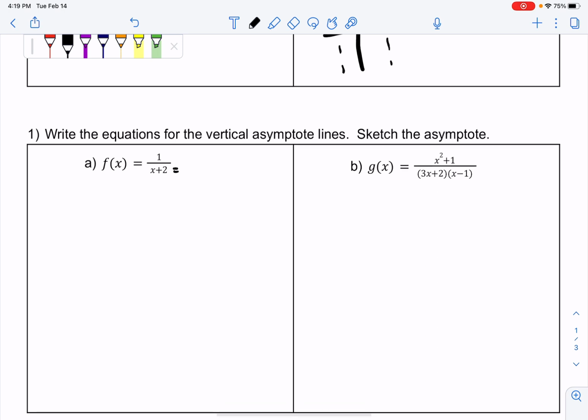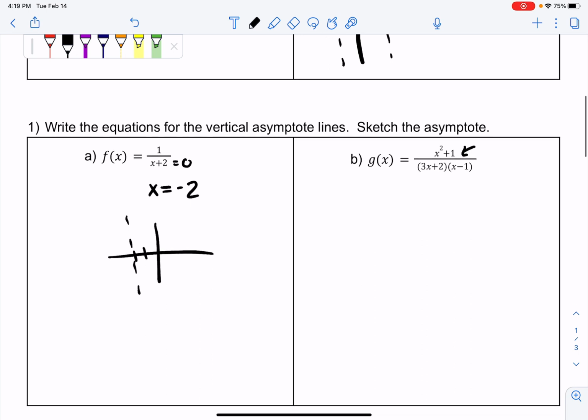So all we have to do here is set the denominator equal to 0, x equals -2 is my asymptote. There will be a singular vertical asymptote at x equals -2. This second one, if we could factor the top, we would want to factor that to see if we could cancel anything out. That would give us holes. But in this case, the top is not factorable.